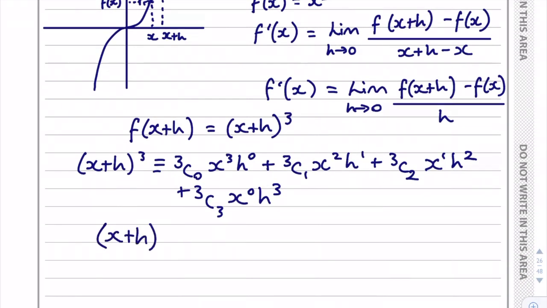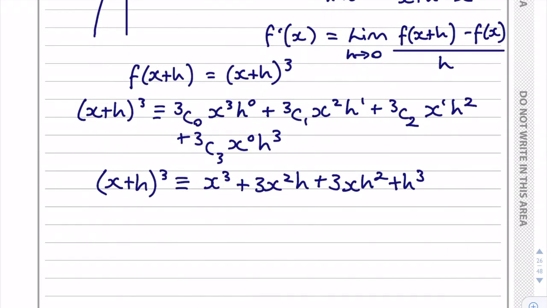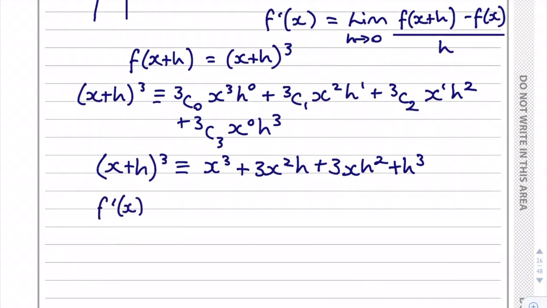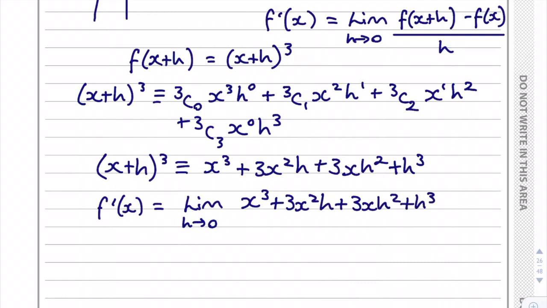So now, if we simplify this, 3 choose 0 is 1, h to the power 0 is 1, so we're just going to get x cubed, plus 3 choose 1, which is 3, so that's going to be 3x squared h, and 3 choose 2 is just 3, and then we've got x h squared, then 3 choose 3 is 1, x to the power of 0 is 1, so that's going to be plus h cubed. Okay, so that's what x plus h all to the power of 3 expands to. So now we can use our limit, so we can say f dash x equals the limit as h tends to 0 of x cubed plus 3x squared h plus 3x h squared plus h cubed, then minus function x, which is just x cubed, and then this is all going to be divided by h.